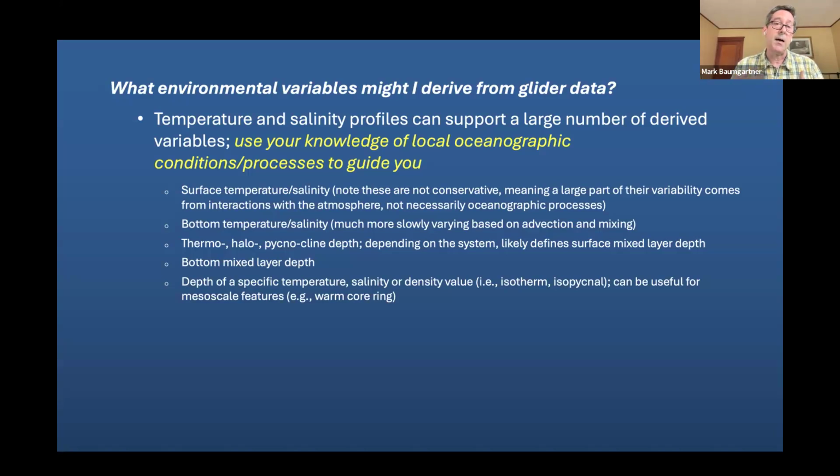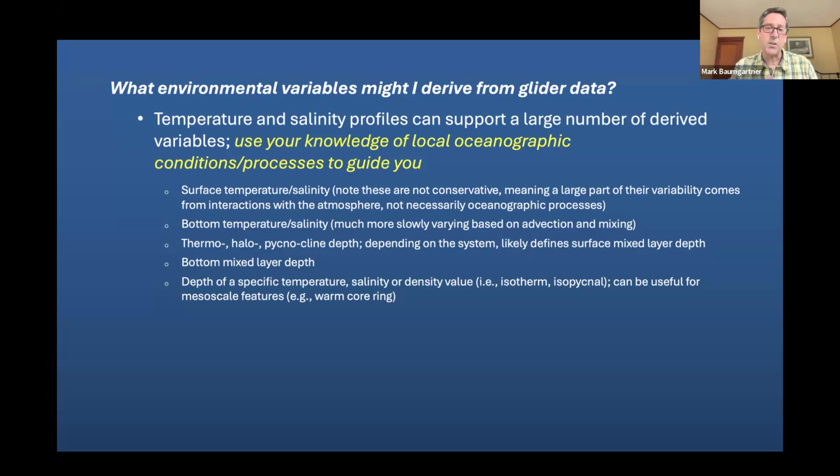In a place like the Gulf of Maine, the surface temperature and salinity is heavily influenced by the atmosphere. Someplace like in the Gulf Stream or the slope seas, where you have these mesoscale features like warm core eddies or jets, sea surface temperature can tell you a lot about the structure of the ocean, and could be very, very useful. So you just have to know, or consult with an oceanographer about what's important or not.